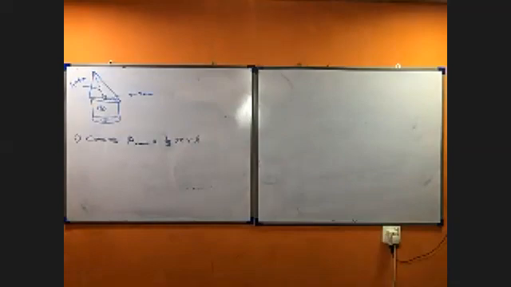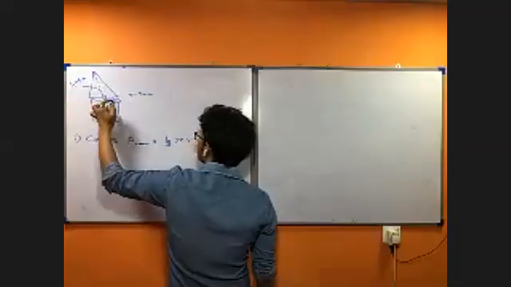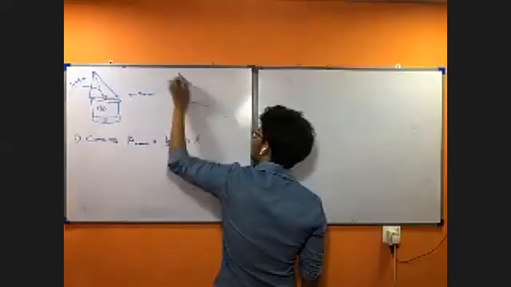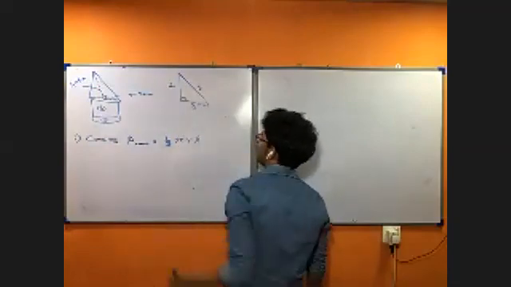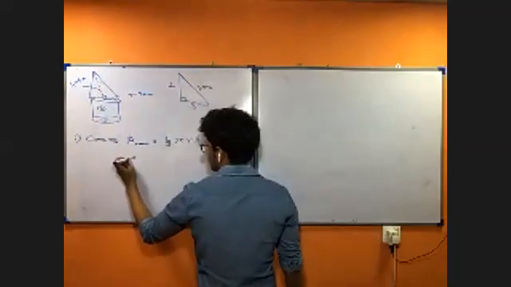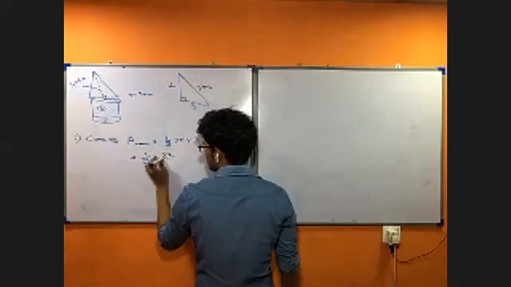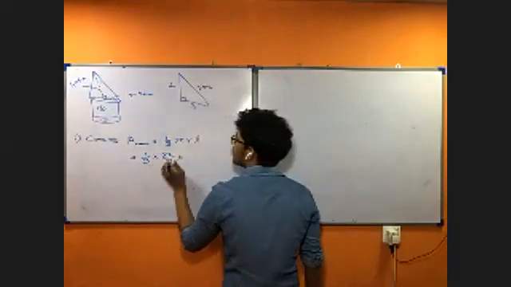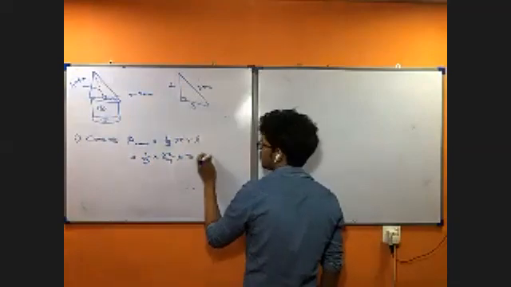Previously, I also used Pythagoras. In a right-angled triangle, if this side is 4 and this one is 3, this is going to be 5. So this is 5 centimeters, right? So I can substitute. The area of the cone is going to be 1/3 into 22 over 7 multiplied by the radius, which is 3, and multiplied by the length, which is 5.